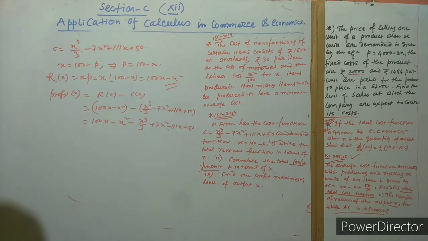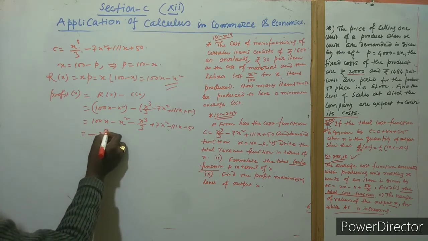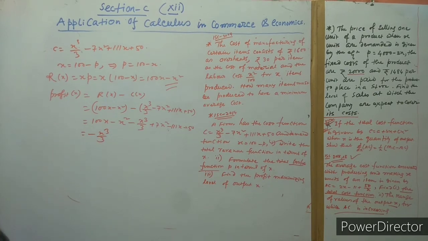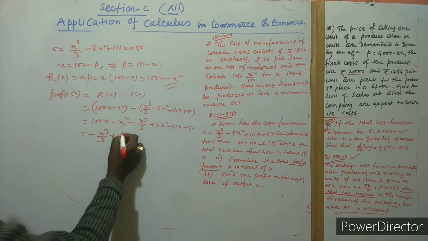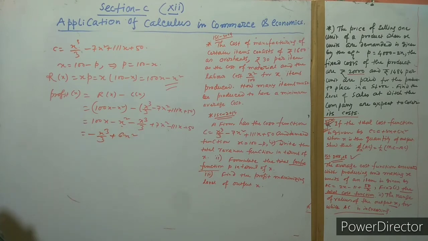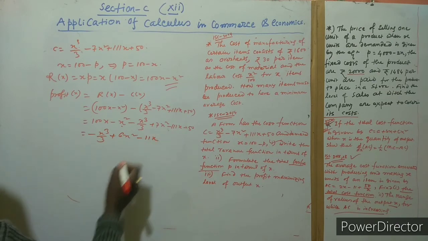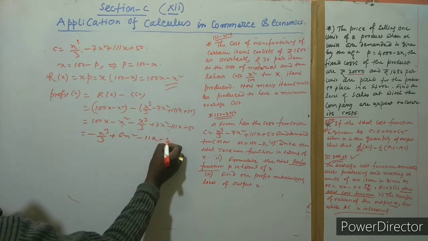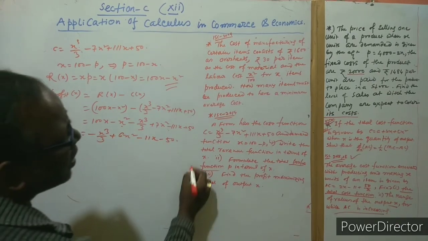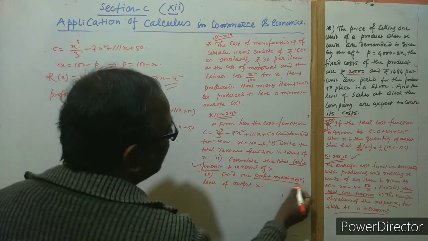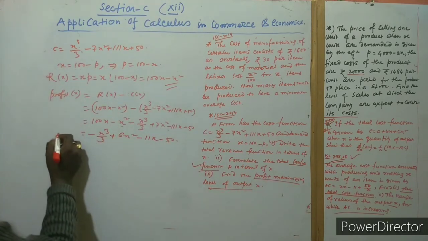Now profit is minus x cube by 3 plus 6x square plus 11x minus 50. This is your profit function. Okay, find the profit maximization level of output.